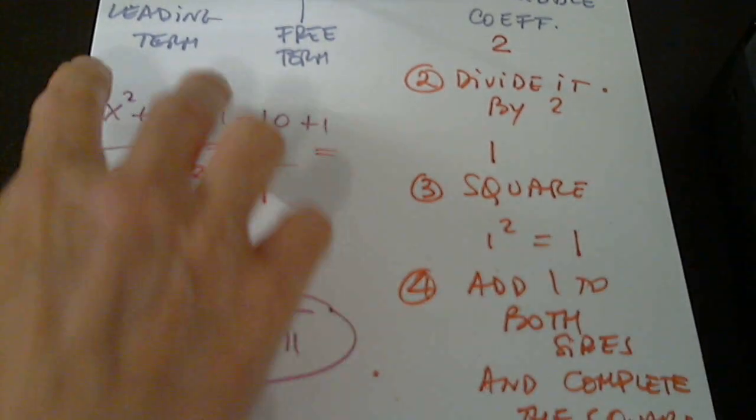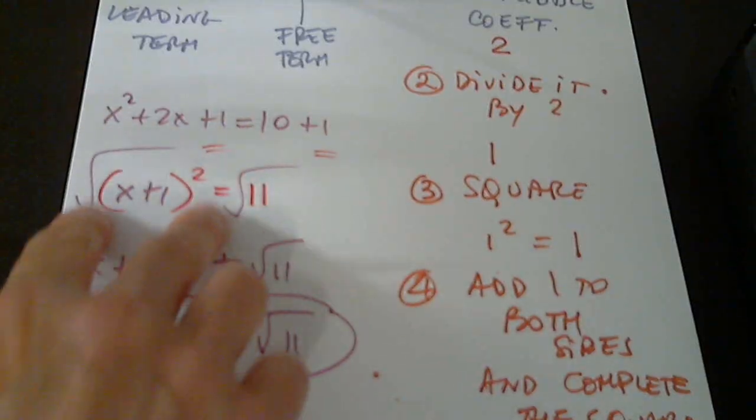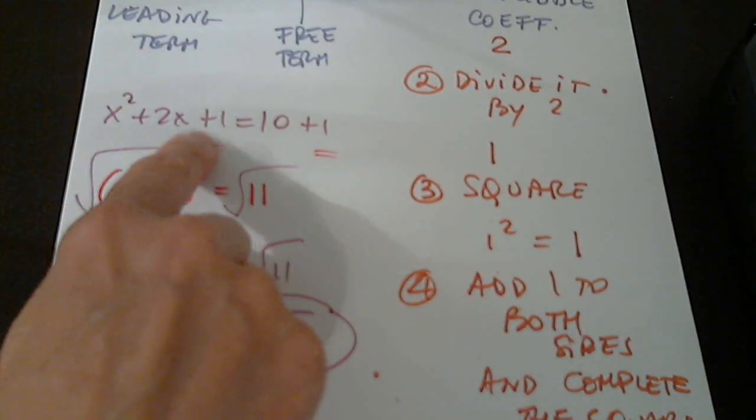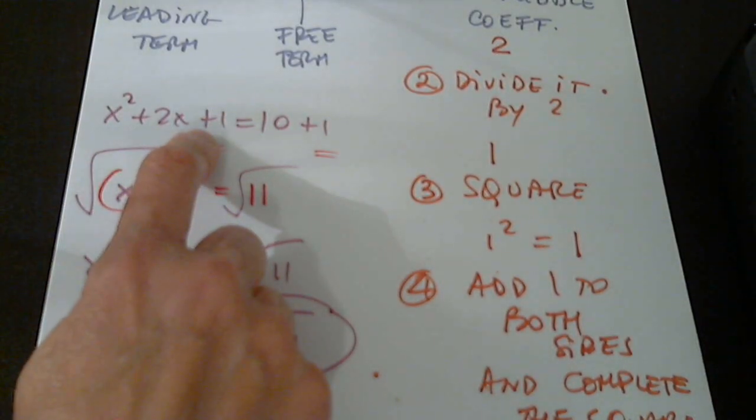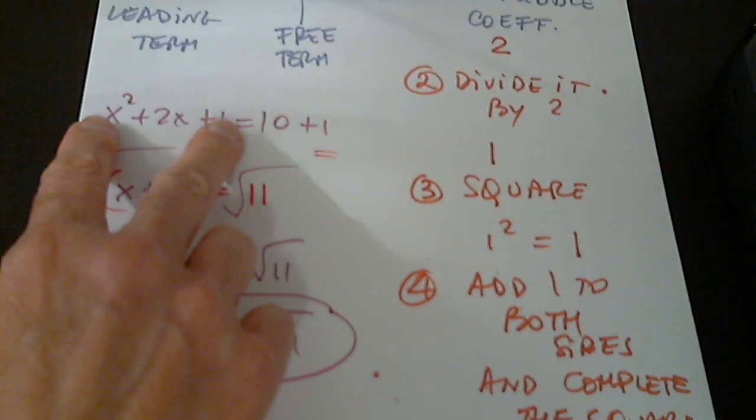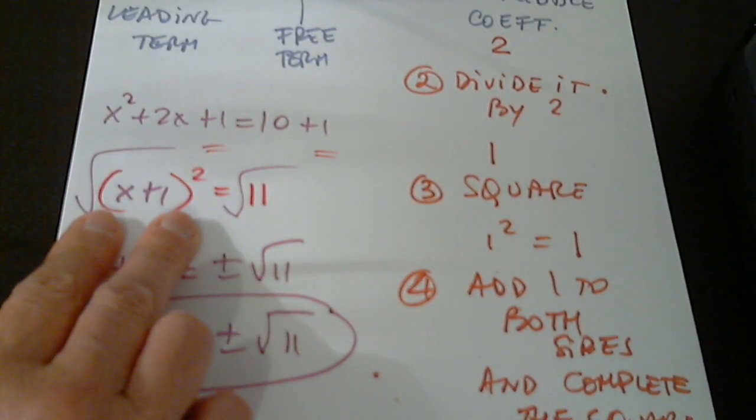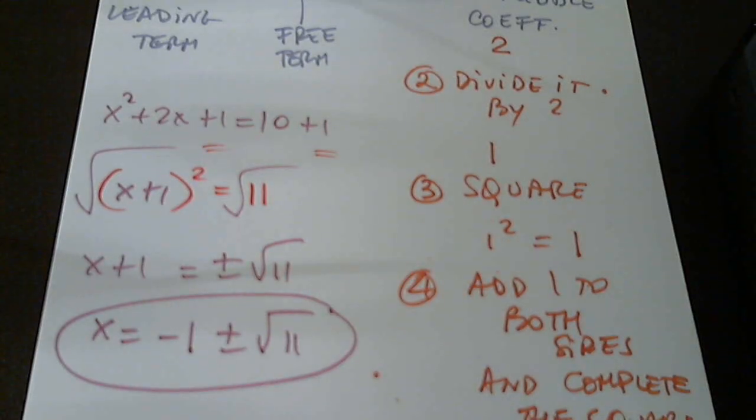But now you have to remember how to factor, in other words. We did this when we factored trinomials with a special product. We factor this into this. And then we apply the square root to both sides. Any questions?